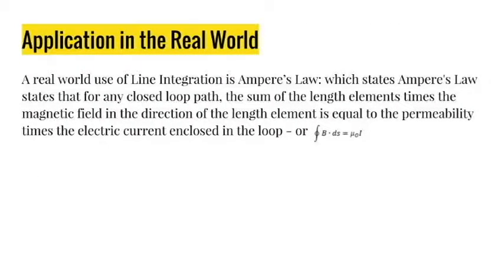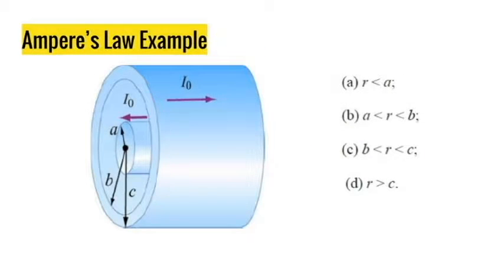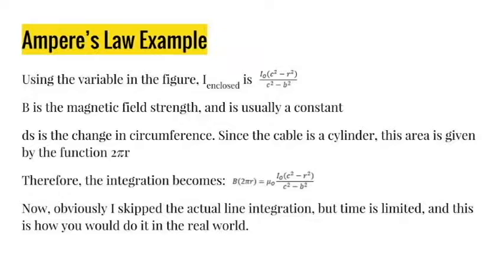A real-world use of line integration is Ampere's law, which states that for any closed-loop path, the sum of length elements times the magnetic field in the same direction is equal to the permeability times the electric current enclosed in the loop, or simply this. Using the variables from the figure in the last slide, the enclosed current is simply the initial current times the outer radius squared minus the inner radius squared, all over the outer radius squared minus the middle radius squared.